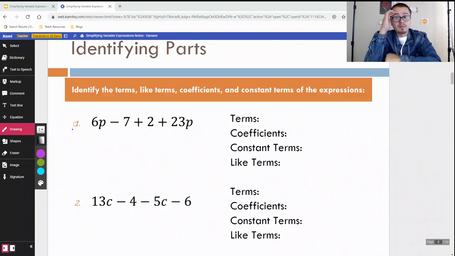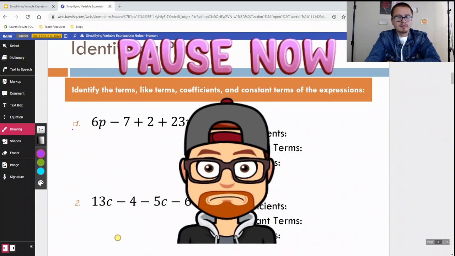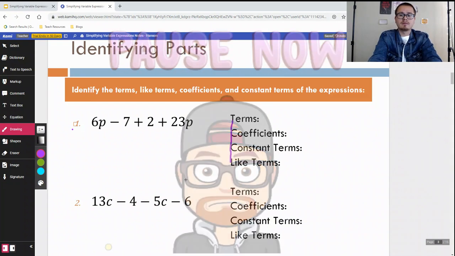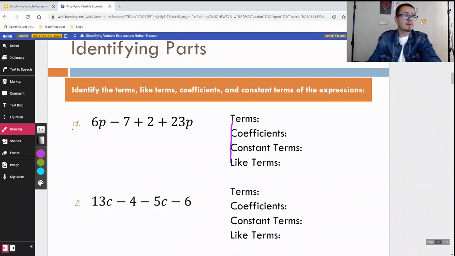All right, so on this part, guys, pause the video right now. Pause. Hit pause. Well, in a second, right? Try it. So you see that it tells you right here to label your terms, your coefficients, your constant terms, your like terms. Do it. Do it right now. Pause. You paused yet? All right, you better be, because I am going to now go through this.